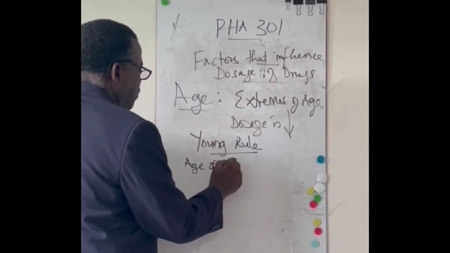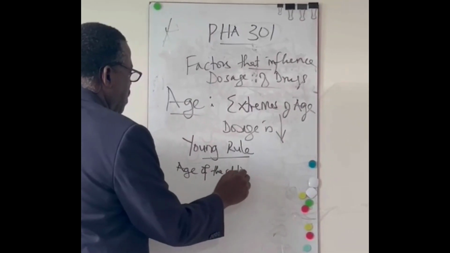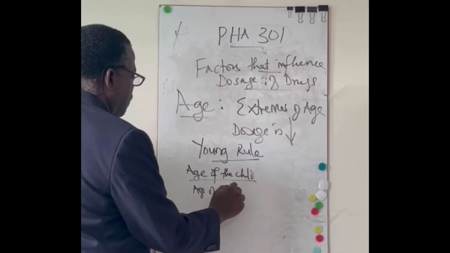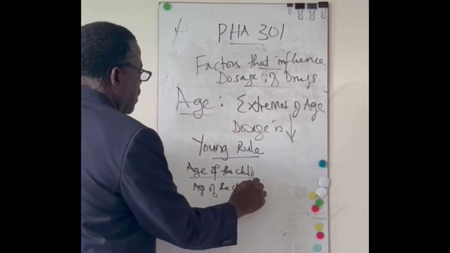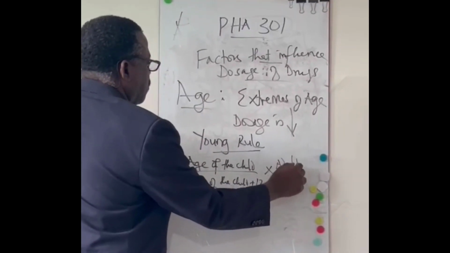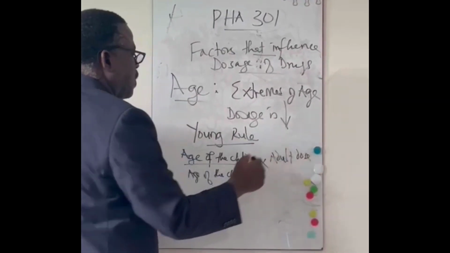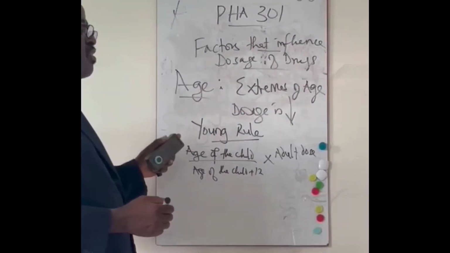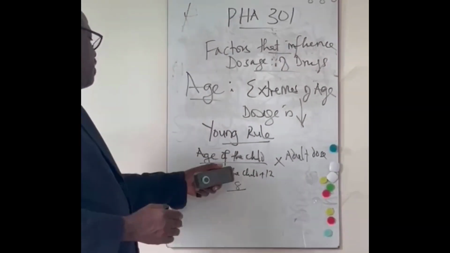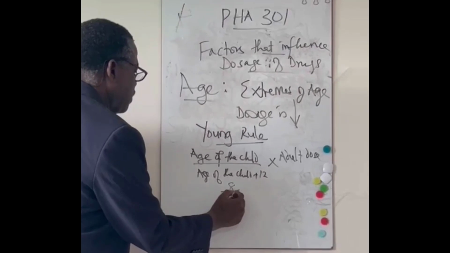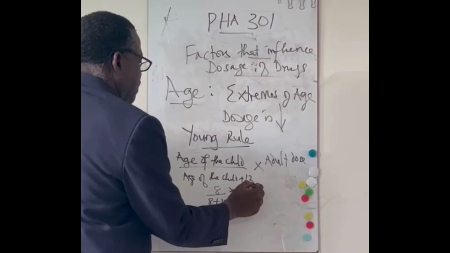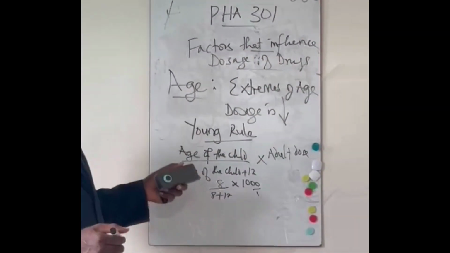Age of the child, all over age of the child plus 12, multiplied by the adult dose. Now, if that child is 8 years, you say 8 all over age of the child, 8, plus 12, multiplied by 1000 milligrams of paracetamol.